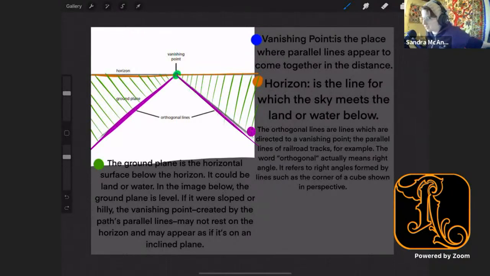Think of Mufasa, right? He's like, everything the light touches is yours. And then Simba's like, what about that part over there with the elephant skulls? He's like, don't touch that. That's the ground plane, okay?